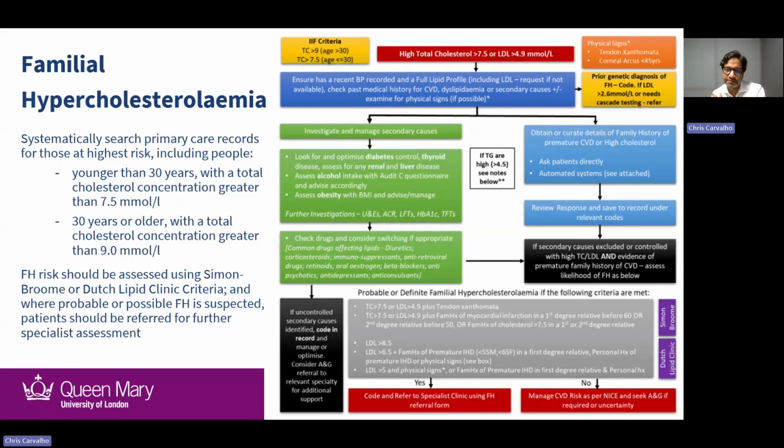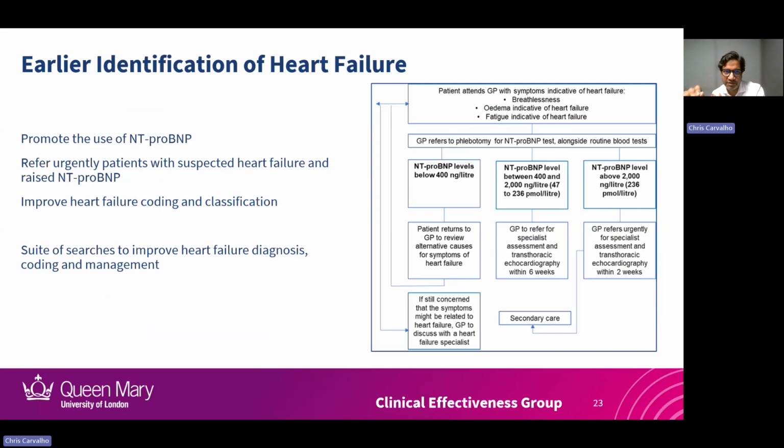Right, the final one in the CVD prevention is around early identification of heart failure. This on the right is the national pathway, but we do have local ones as well. But this is the national one, and they don't significantly differ from this. But essentially, this is around using NT-proBNP and knowing when to refer, when to request an echo, when to refer into secondary care.